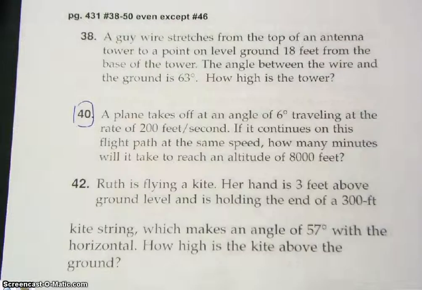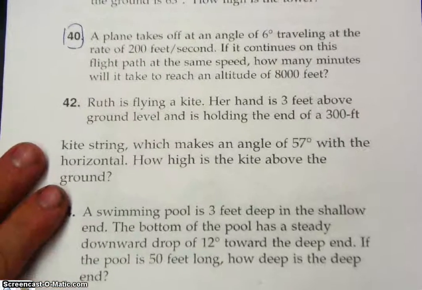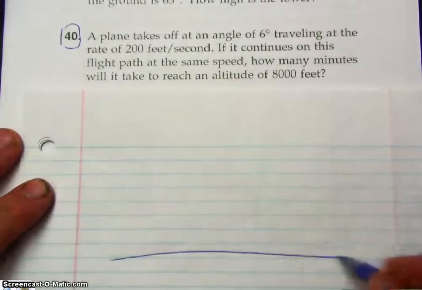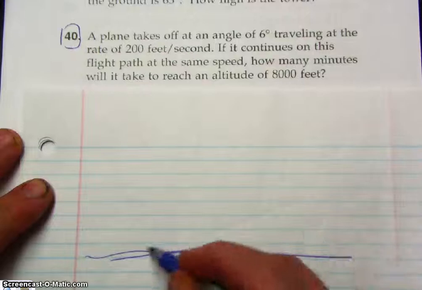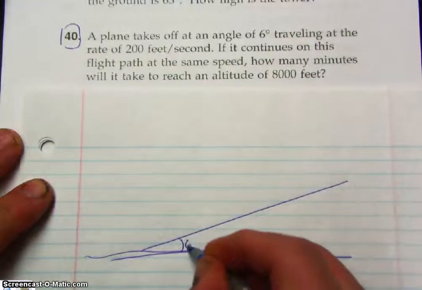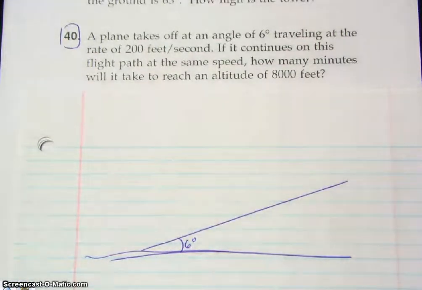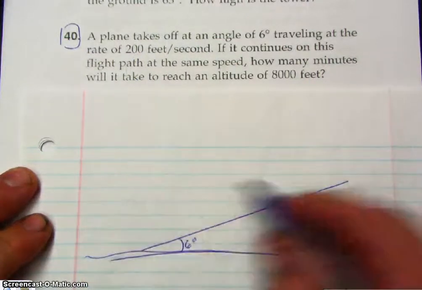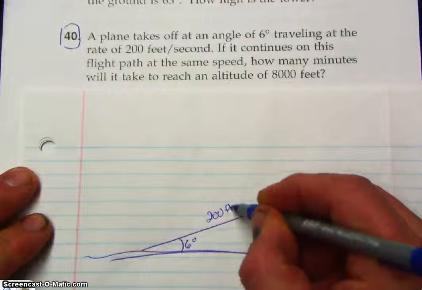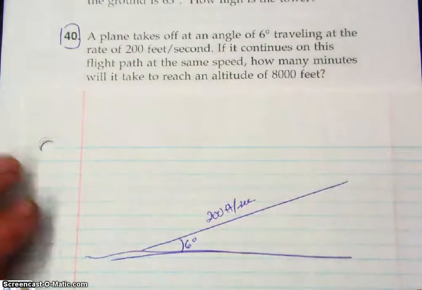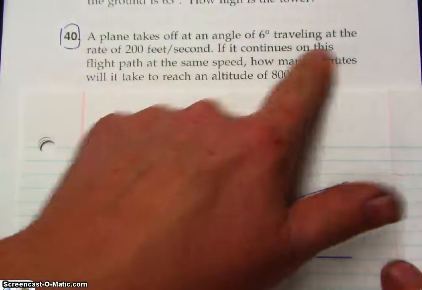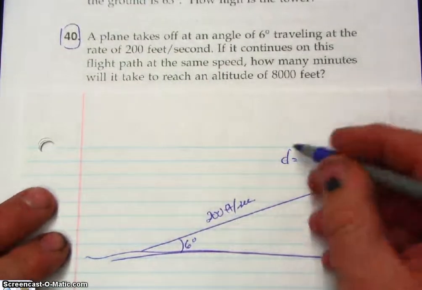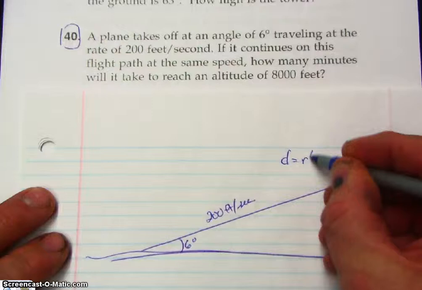Number 40 says the plane takes off at an angle of 6 degrees. So here's my ground. Plane takes off at 6 degrees, so this right here is 6 degrees, traveling at a rate of 200 feet per second. So this is 200 feet per second. Now, since they're telling me it's traveling at a rate, I'm most likely to be working with distance equals rate times time.